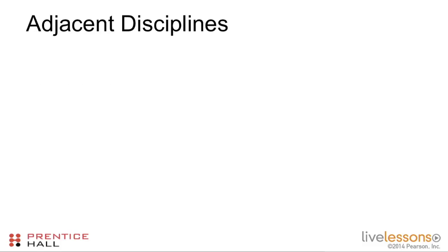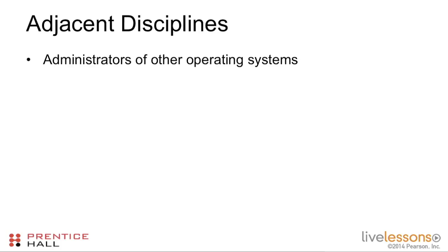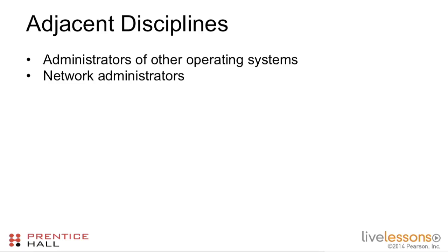As a system administrator, you'll interface with lots of other people on your team. Here's a few of the types of people that you'll be working with in your day-to-day system administration duties. One is administrators of other operating systems. This might be Windows administrators, or Unix administrators, or Mac administrators. You'll also be interfacing with network administrators. A network administrator's duty is to ensure that the network is configured correctly for systems to run on. They're the people that manage routers, switches, and connections to internet service providers.